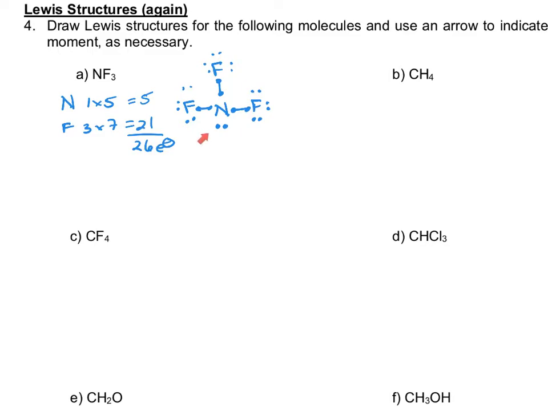And we look at this and say, are there any dipole moments or bond dipoles? And the answer is there are, because there is a difference in electronegativity between fluorine and nitrogen. And so your bond dipoles would be going in that direction, towards the fluorine, away from the nitrogen.